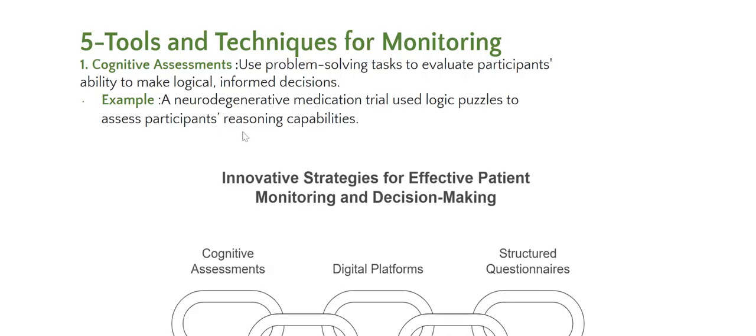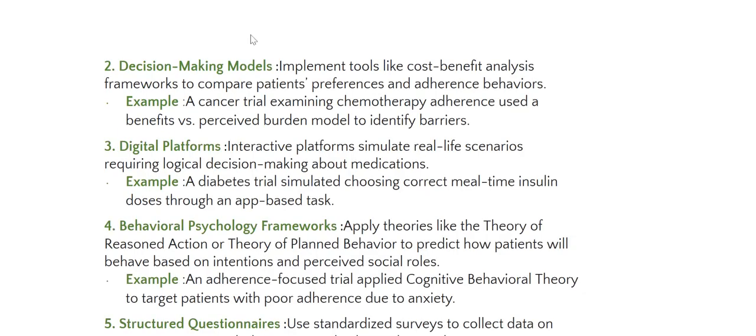Here's a diagram summarizing the innovative strategies for effective patient monitoring and decision making from left to right: cognitive assessments, decision making models, digital platforms, behavioral psychology, structured questionnaires. Decision making models implement tools like cost benefit analysis frameworks to compare patients' preferences and adherence behaviors. As, for example, a cancer trial examining chemotherapy adherence used a benefits versus perceived burden model to identify barriers.